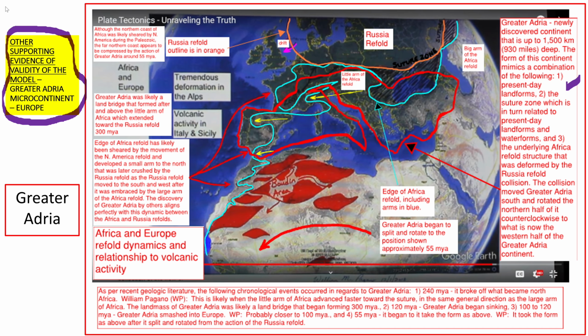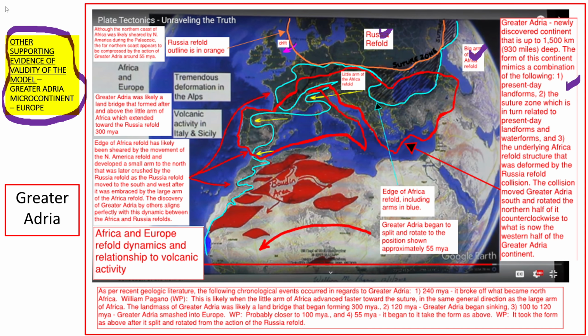1. Present-day landforms. 2. The suture zone, which is in turn related to present-day landforms and waterforms. And 3. The underlying Africa refold structure that was deformed by the Russia refold collision. The collision moved Greater Adria south and rotated the northern half of it counterclockwise to what is now the western half of the Greater Adria continent. Okay, so you see the Russia refold highlighted or outlined in orange. The big arm of Africa refold is there on the right side.